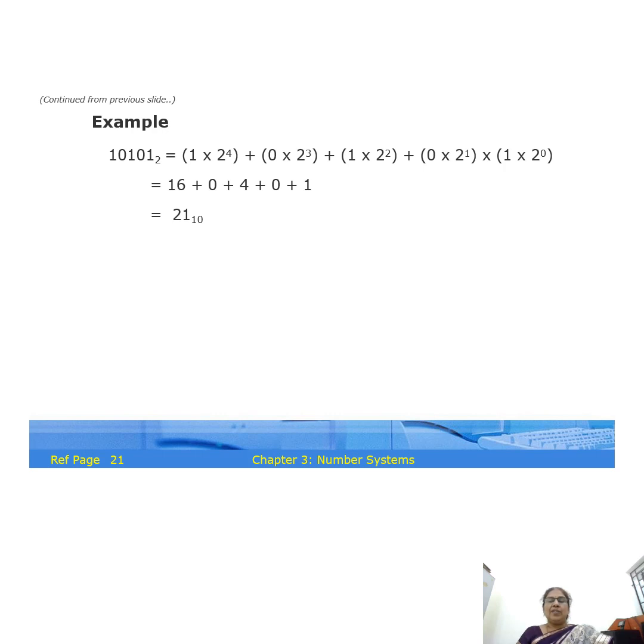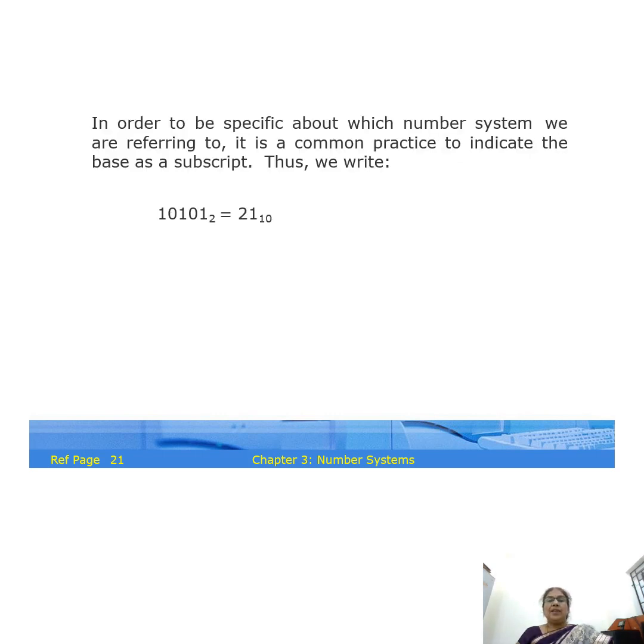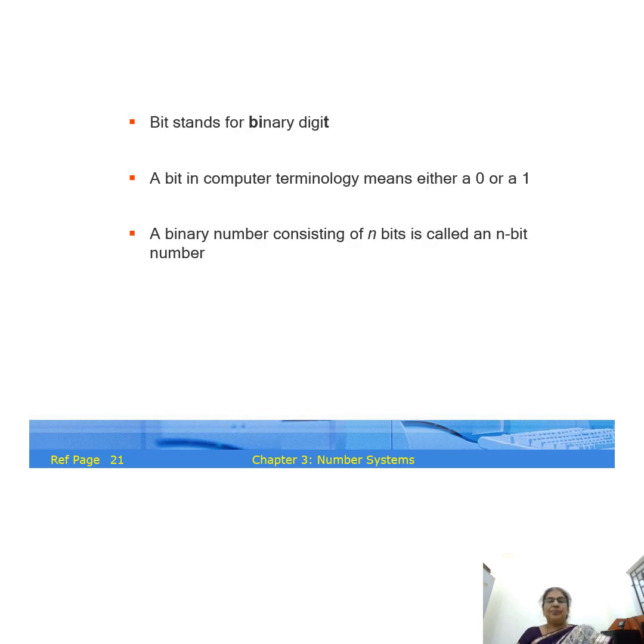This is a conversion of number systems. In order to be specific about the number system, it is common practice to indicate the base as a subscript. Thus we write 10101 base 2 is equivalent to 21 base 10. Bit stands for binary digit. A bit is a computer term meaning either a 0 or 1. A binary number consisting of n bits is called an n-bit number.